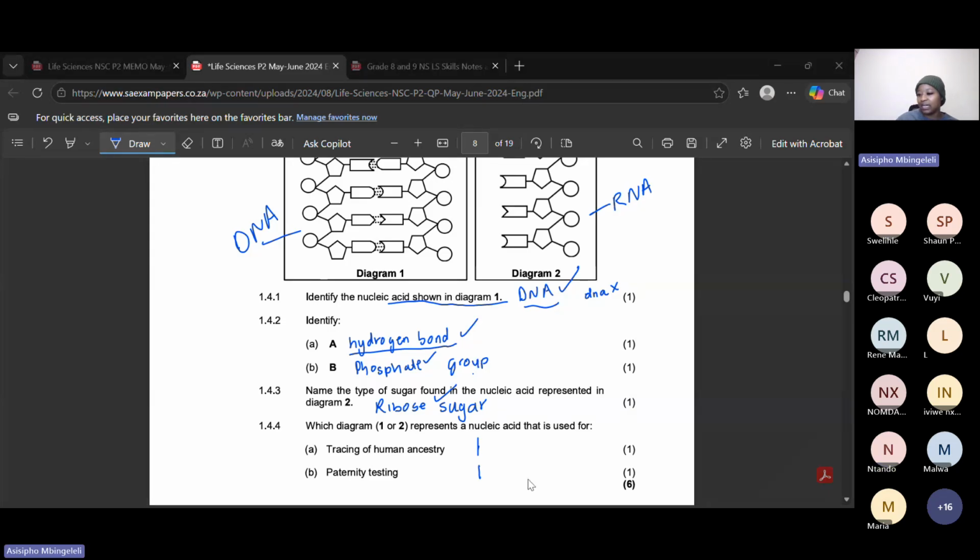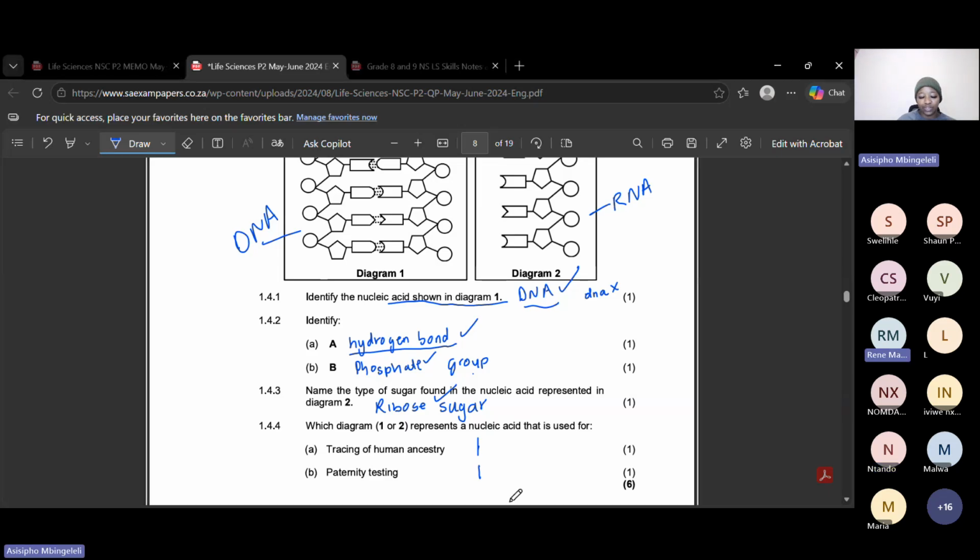And yes, I'm listening. I didn't understand why you are writing diagram 1 there at the question that says tracing of human ancestry. Okay, so when we speak about tracing of human ancestry, we are looking at tracing down our ancestors. We're not speaking about, I need to worship my ancestors, I need to slaughter a cow kind of vibe. Not that, right? We are speaking about a lineage, more like a family tree.